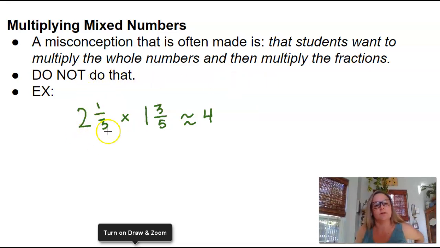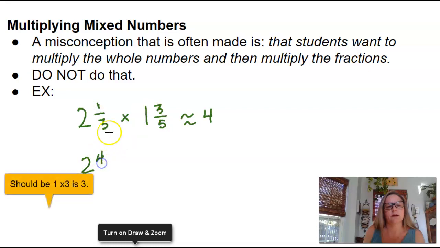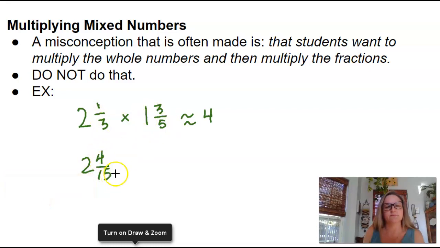So if I had 2 and 1/3 times 1 and 3/5, I know it's about 4, because this is about 2 and that's about 2. So my answer should be around 4. This is incorrect, by the way, but this is what some kids want to do. They take the whole numbers, 2 times 1, and they put 2. They do 1 times 4 and they get 4. And then they do 3 times 5 and they get 15. 2 and 4 fifteenths. My estimate was 4, so something's not right.